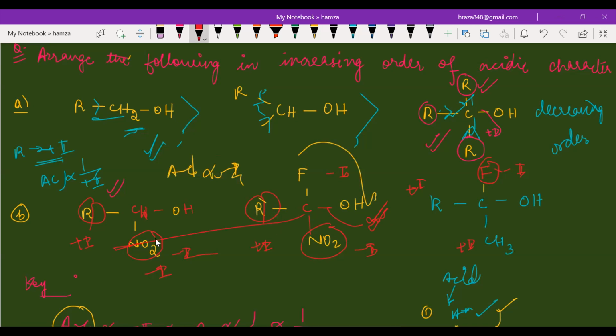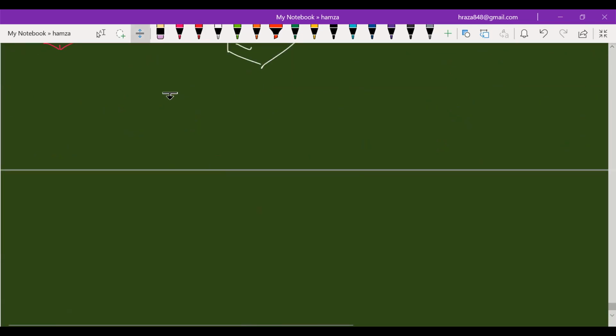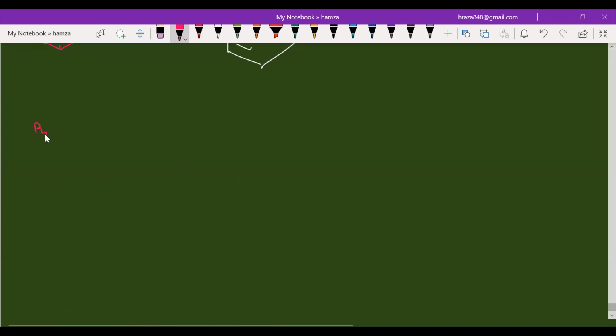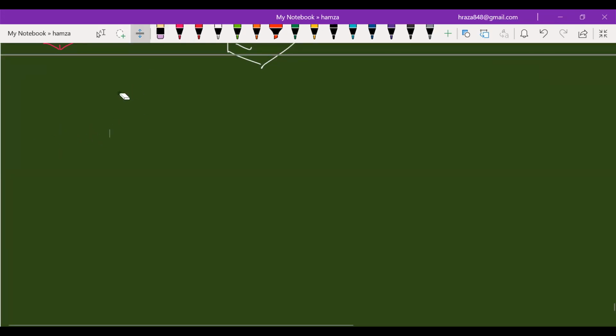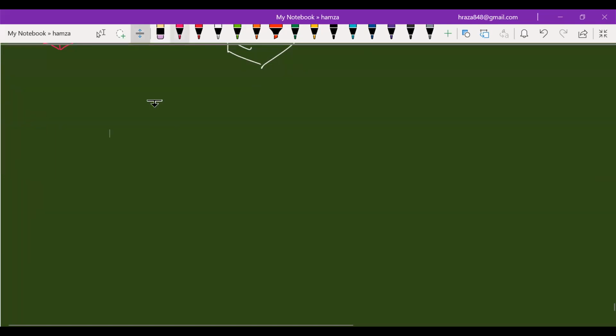And then, can I change the slide? It's first person. Let me draw it again. R. It's very tough to write code. Wait a minute, please.